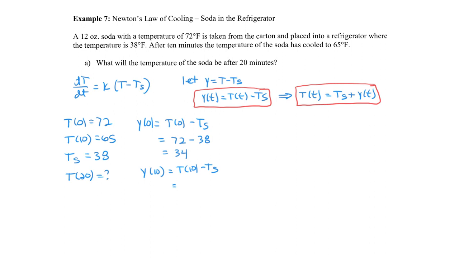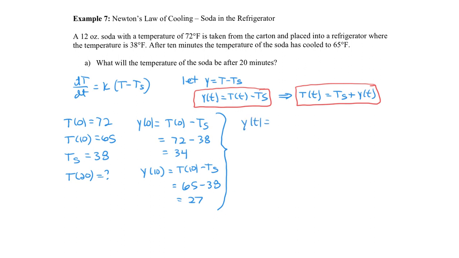So that's going to be 65 minus 38, and that is going to be 27. Okay, so once we have these two data points, it's almost like the problems we did previously, the radioactive decay kind of problems. We solve a problem like that. So from here, we're going to take this and go back to this.